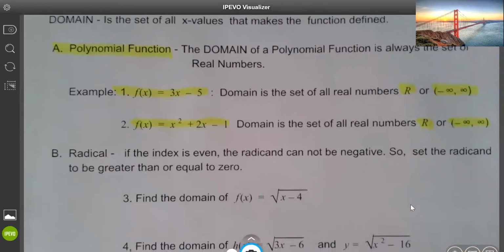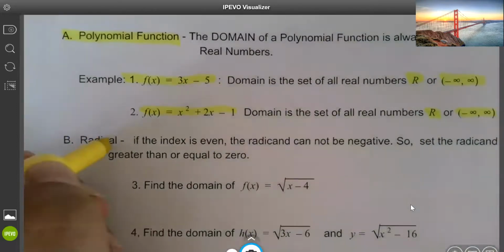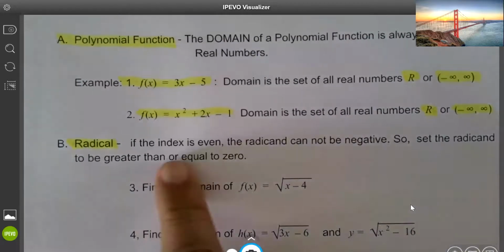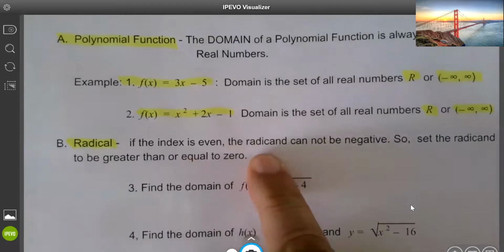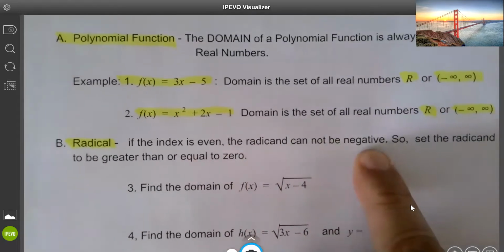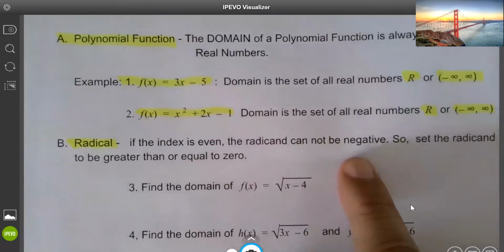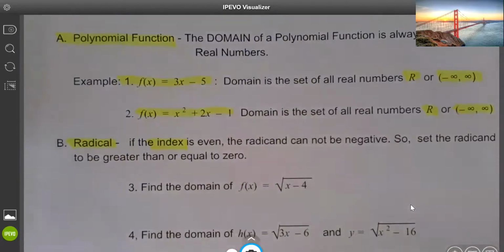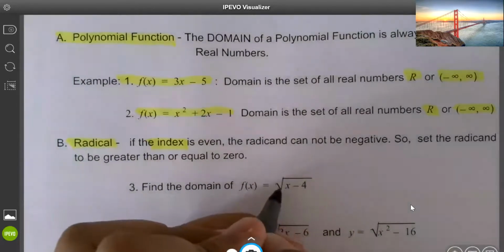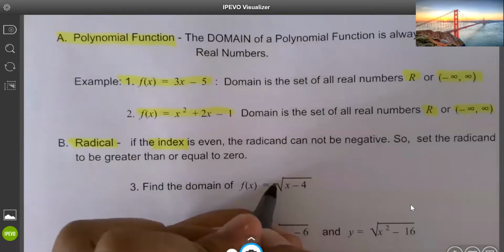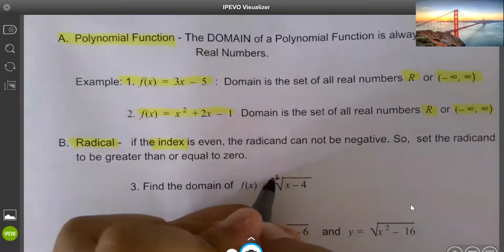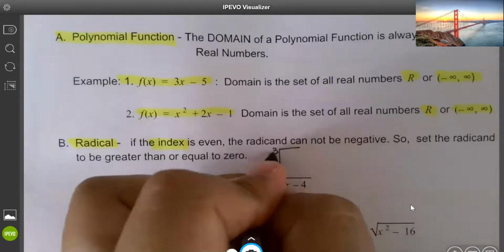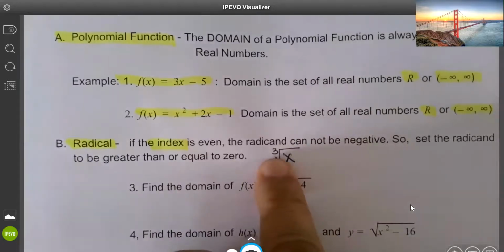What about if the given is a radical function? It depends. It says here, if the index is even, the radicand cannot be negative. Now look at this term, index. What is this index? The index is the number written here. If there is no written number, it's understood to be 2. So the index is 2. Sometimes we have the cube root of x, so the index is 3.